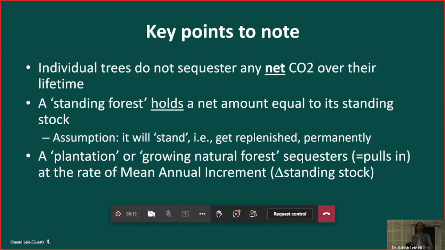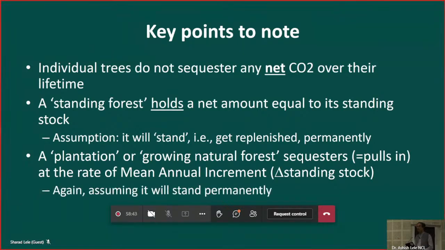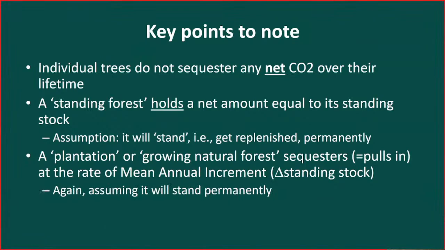A plantation or a growing natural forest will actually pull in more carbon dioxide. Whereas a standing forest which has reached climax is not pulling in any net amount of carbon dioxide beyond what is already there, because it has reached climax. A growing natural forest or a newly planted plantation will pull in more carbon dioxide at the rate of mean annual increment, which is the change in standing stock over time, or let's say the annual change in standing stock in this case. Again, your assumption that this will lead to a net sequestration in the long run depends upon the idea that it will stand there permanently.